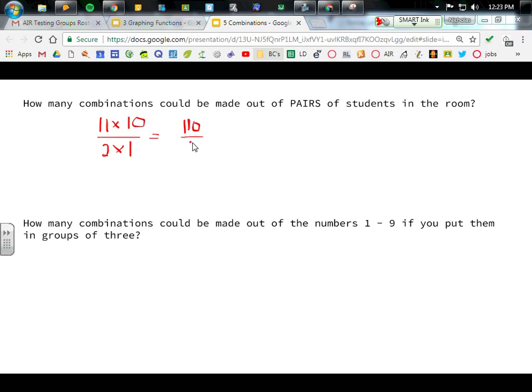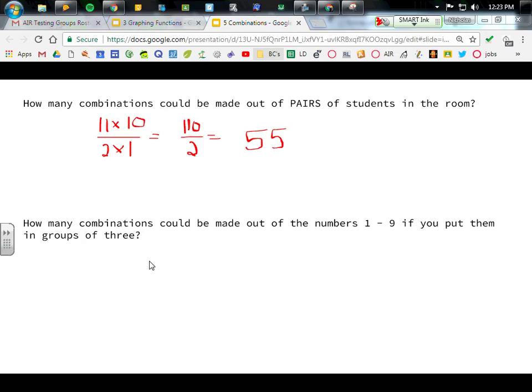2 times 1 would be 2. 110 divided by 2 would be 55. I have 55 possible pairs I could make out of all the students in my room. Okay, how many combinations could be made out of the numbers 1 through 9 if I put them in groups of 3?